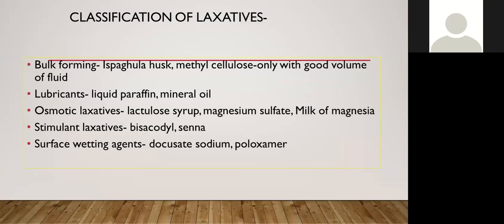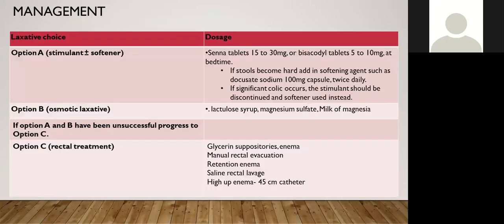One is stimulant laxatives. So we've got stimulant laxatives, bisacodyl and senna. All the others come as stool softeners. So it can be either a bulk forming one, which is asafoetida, methylcellulose. The important thing to remember is you can only give bulk forming if you are able to give a good volume of fluid with that. Then lubricants, liquid paraffin, mineral oil, osmotic laxatives, lactulose, magnesium, and surface wetting agents are docusate, poloxamer.